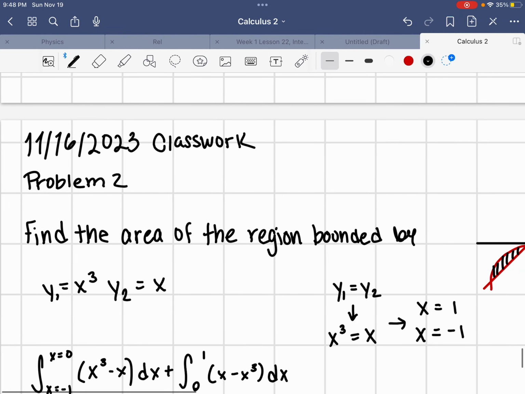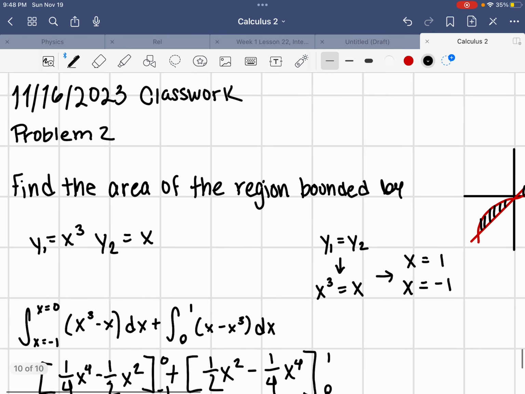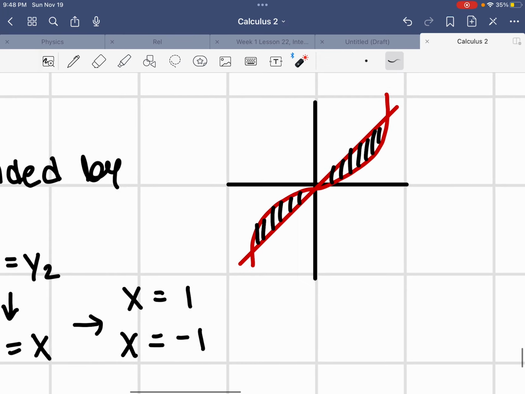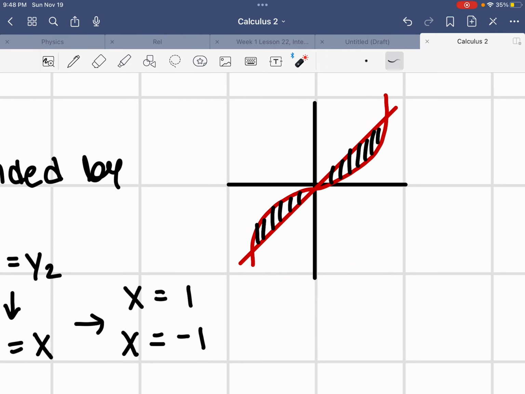This is what we learned in class on Thursday. So this is problem 2. Find the area of the region bounded by these two equations, or curves, you would say. I happen to draw here what we'd be looking for.